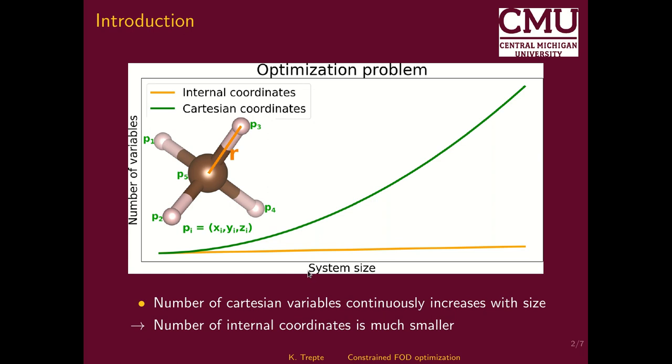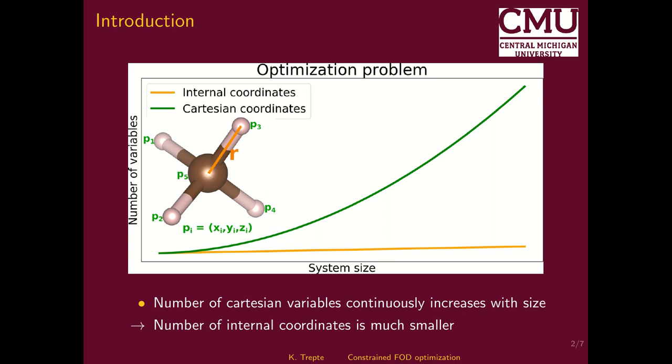So what we see here is on the x-axis the system size, and on the y-axis the number of variables, and I distinguish between two types of variables, and I want to explain them on the CH4 molecule. CH4 has 5 atoms, and each of these atoms has 3 Cartesian coordinates, so we have 15 coordinates to worry about when we want to optimize CH4. However, we know exactly that in CH4, the only thing that we need to care about is the distance between carbon and hydrogen, because everything else is determined by symmetry.